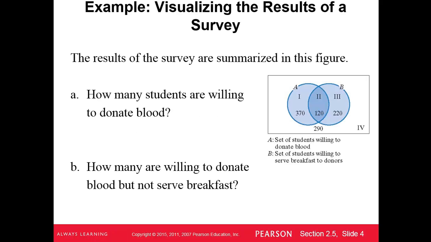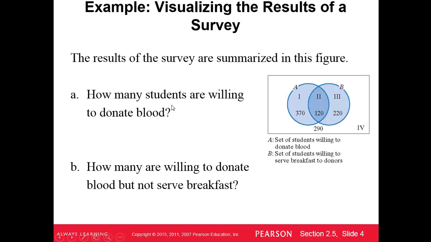How many were willing to donate blood but not serve breakfast? And so forth. So we put our students in the picture here. We had 370 who are willing to donate blood only. We had 220 willing to serve breakfast, and we had 120 that were willing to do both. And so we've labeled those accordingly. And then, of course, there's 290 out here that were not willing to do that.